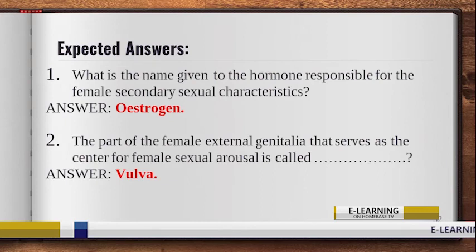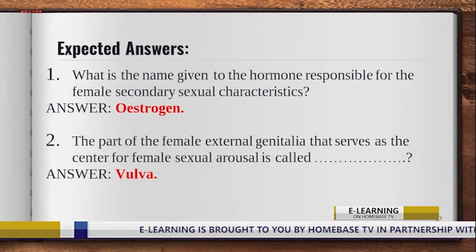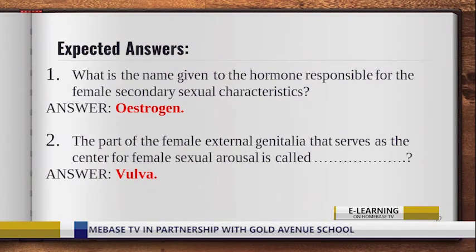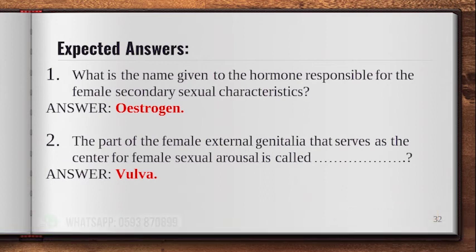Let's look at the answers to the questions. Question 1. What is the name given to the hormone responsible for the female secondary sexual characteristics? And the answer is estrogen. Question 2. The part of the female external genitalia that serves as the center for female sexual arousal is called? The answer is vulva.